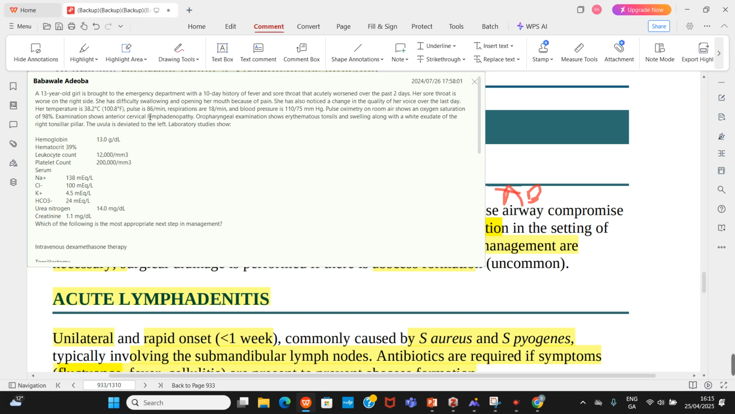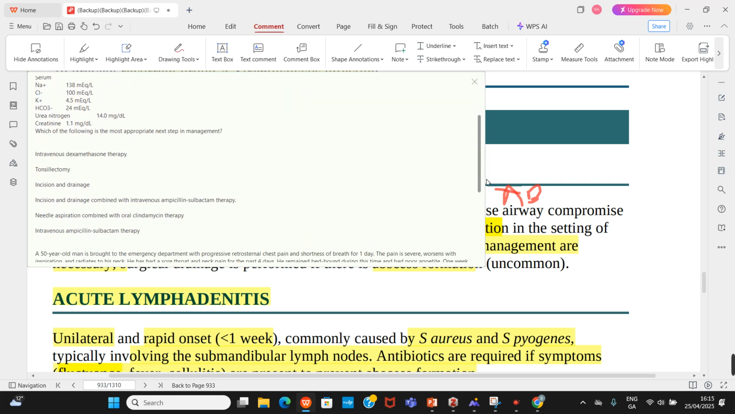Examination shows anterior cervical lymphadenopathy. Oropharyngeal examination shows erythema and swelling along with a white exudate on the right tonsillar pillar. Uvula is deviated to the left. So we already know the answer. So what are we going to do for this patient? Anybody?